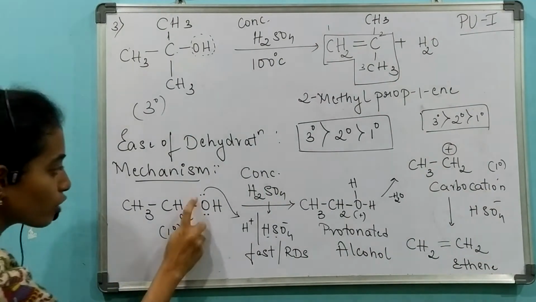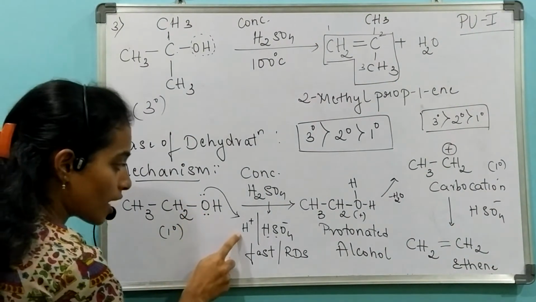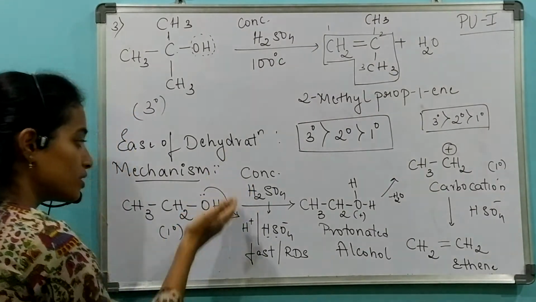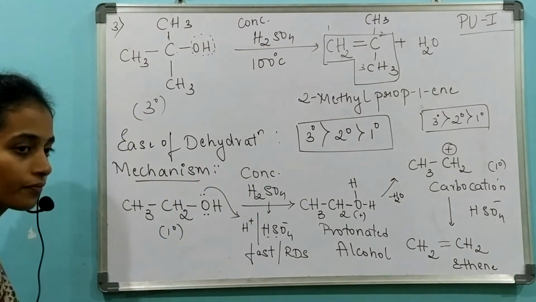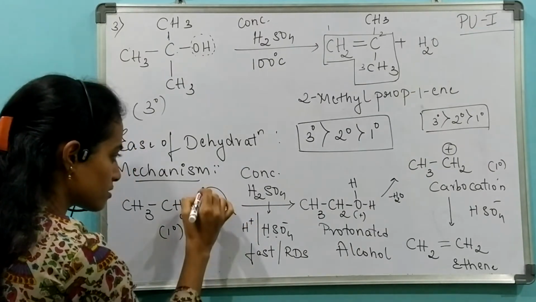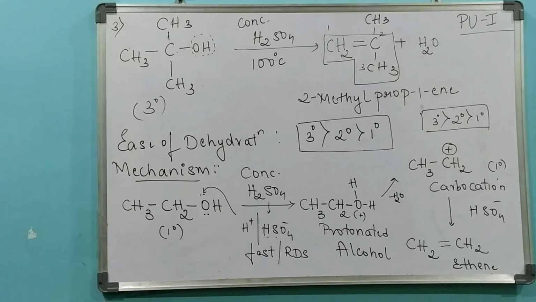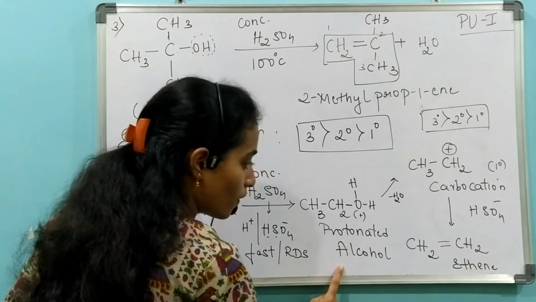Because you had a lone pair of electrons on the oxygen, and here it had an H plus, attraction took place. Here you got the H plus towards your OH. Arrow mark should be like this. H plus came on oxygen, so you got the protonated alcohol here.